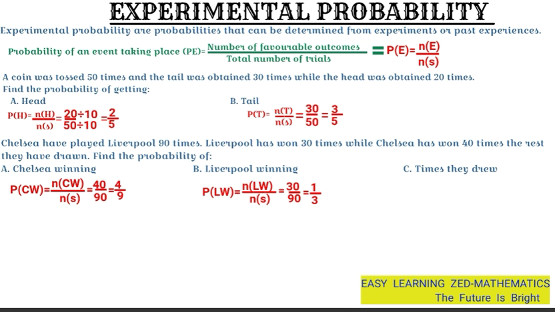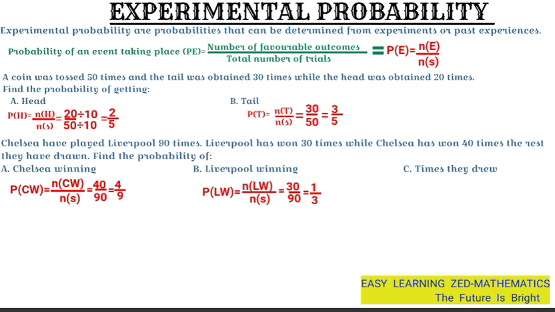Okay, let's go to question C, where we find the probability of the times they have drawn. The times they have drawn is equal to how many times they have drawn. That's the thing we need to find out. We are not given the number of times they have drawn. When you look at the statement, you see that the only times given are when Liverpool won and Chelsea won. The times they drew is not given. So we are going to find the number of times they have drawn when they have played.